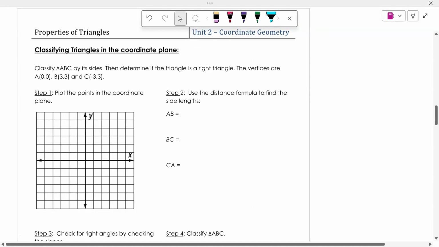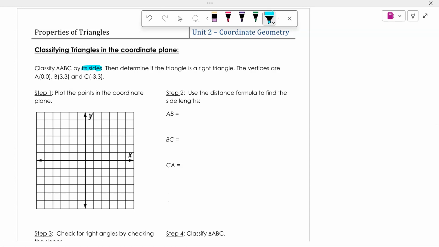All right, so step 1, let's read the directions. We should always do that. It says classify triangle ABC by its sides. So I'm thinking we got scalene as an option, meaning no sides are the same. We got isosceles, and of course we have equilateral. So those are our 3 options based on these 3 vertices for ABC.